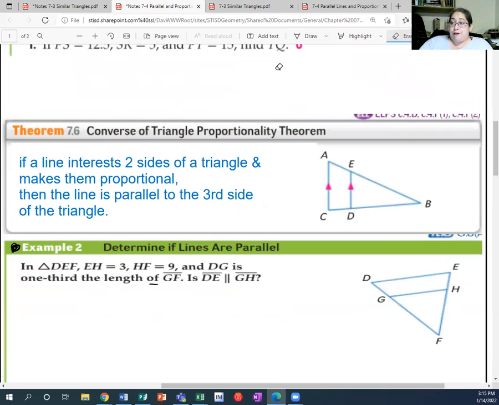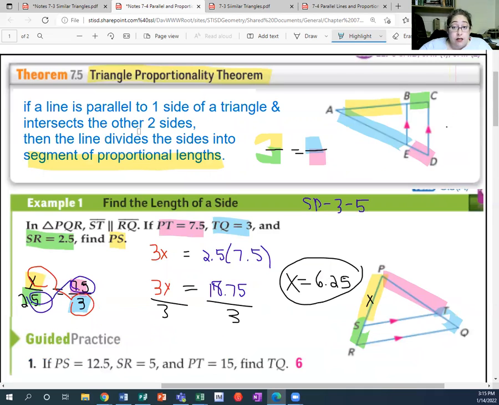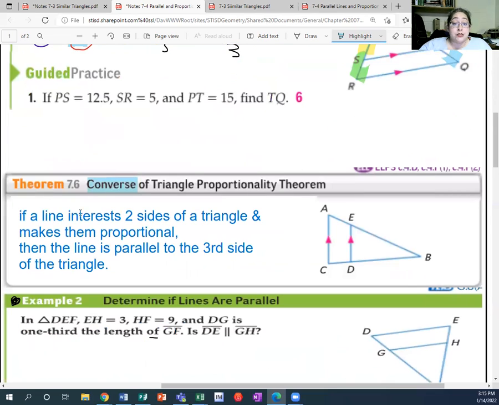Now the next theorem that we have is the converse of the triangle proportionality theorem. That means it's the same thing that we just saw, but we're going to start and end in different places. The first one that we looked at, the triangle proportionality theorem, says if a line is parallel to one side of the triangle, it intersects the other two sides proportionally. Whereas this one says if a line intersects two sides and makes them proportional, then we can say that the line is parallel. The difference between these two theorems is this theorem, the converse, is used when you're asked to prove that the lines are parallel.